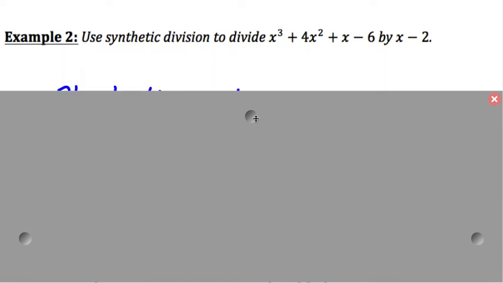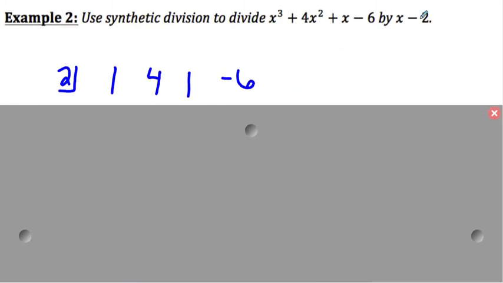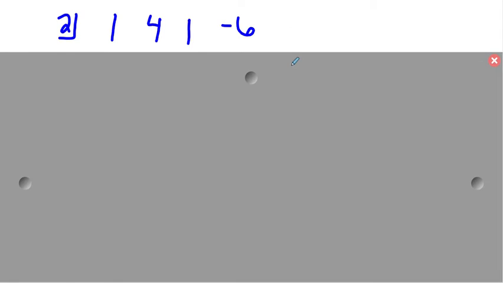So let me reveal what I have here. That's what your setup should look like. This is a negative 2 now, right? This is a negative 2, so we use the opposite sign. So we put a positive 2 on our shelf out here. All the coefficients: this is a 1, positive 4, positive 1, negative 6. And then we do our process.